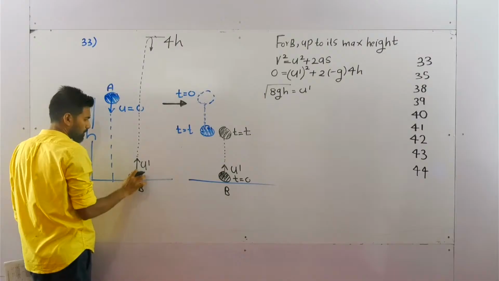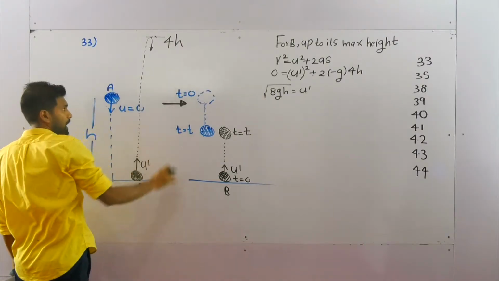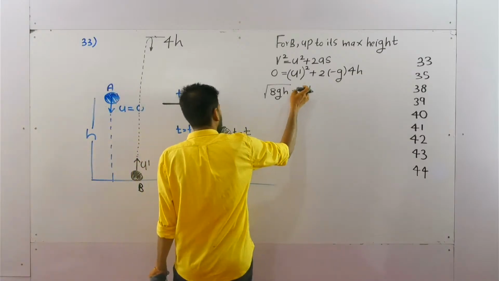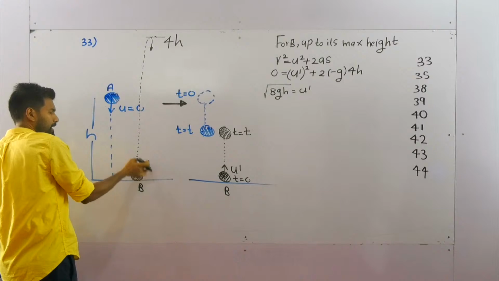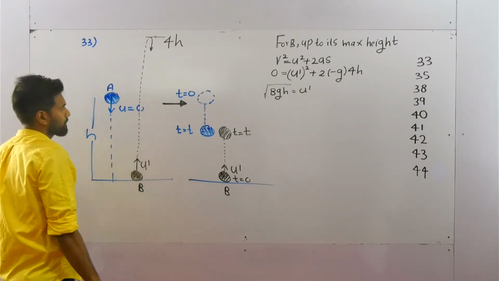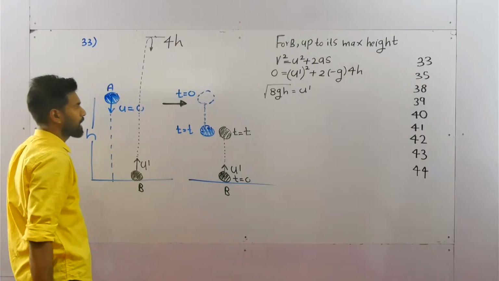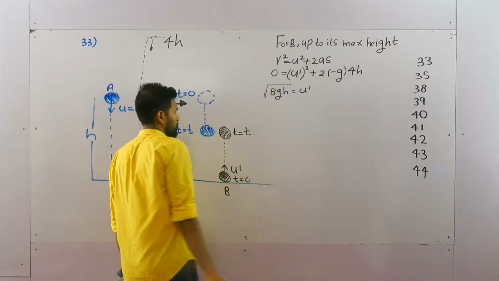The stone which was thrown from the ground with the velocity u dash reaches a height 4h. I use that fact, the 4h, to get an idea about its initial velocity. Now I have an equation. This initial velocity of the stone which was thrown from the ground has a value of root 8gh.